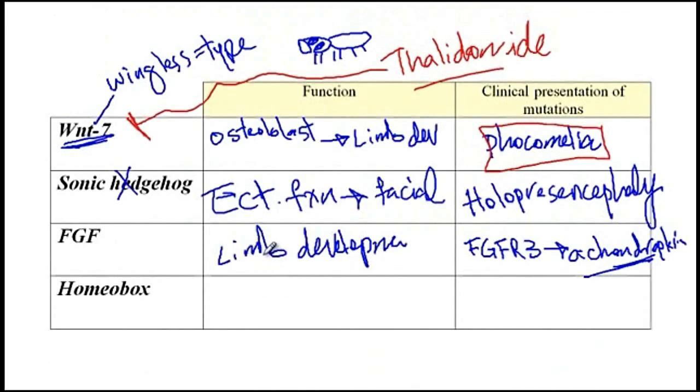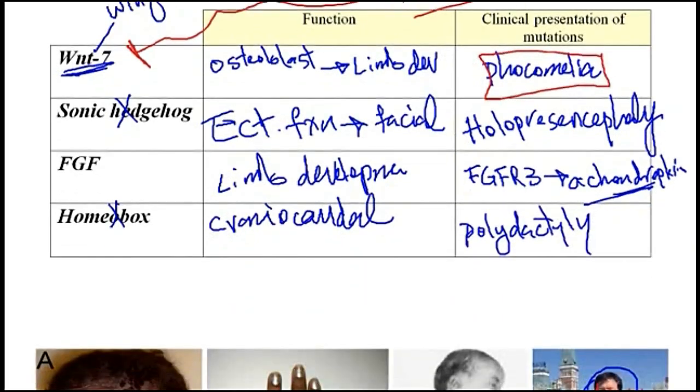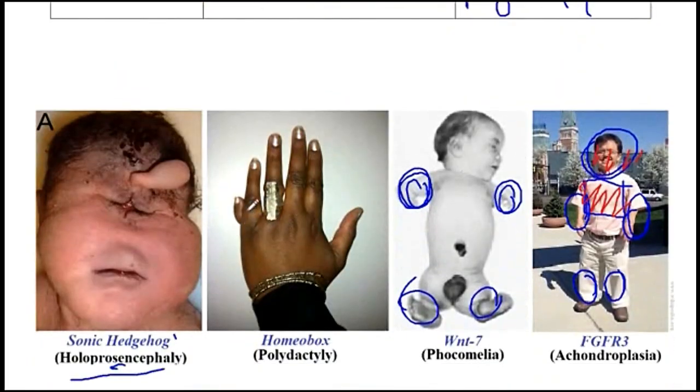And finally, I would like to talk about the homeobox, which is required for the arrangement of the embryo in craniocaudal direction. It's also required for the proper placement of the appendages. So mutations in homeobox cause improper placement of appendages, and these patients will develop polydactyly, where there would be an extra finger in this patient that is placed right here because of mutations in the homeobox gene. And that concludes our discussion.